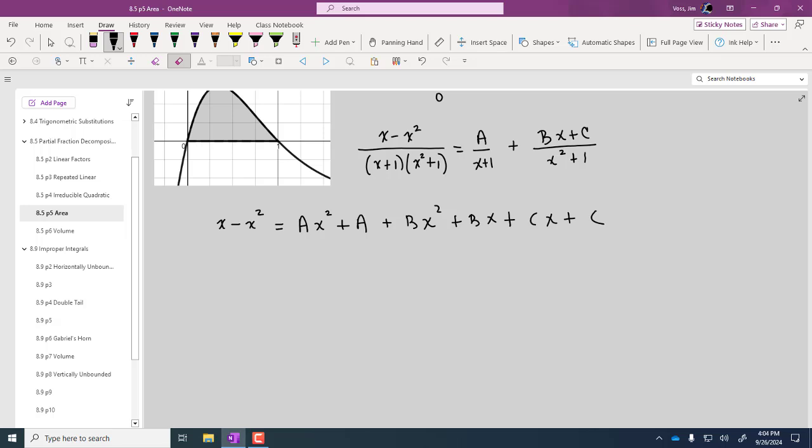And if C is 1, A is negative 1. And if C is 1, B is 1. Did you all come up with those? 1, 1, negative 1? I can't believe it.